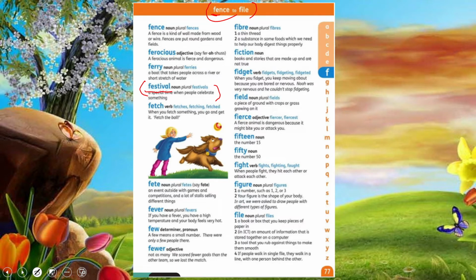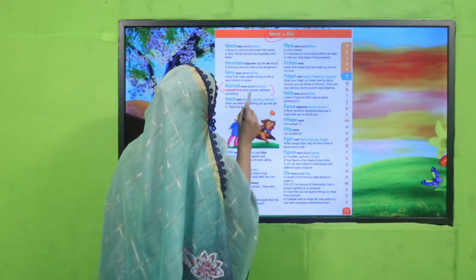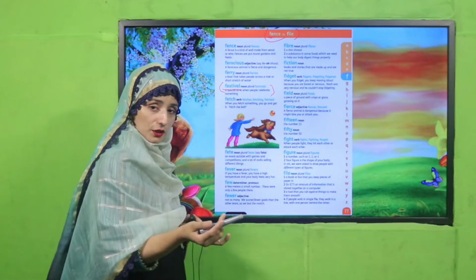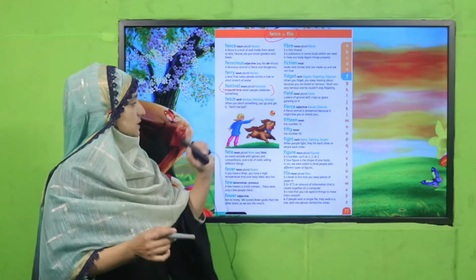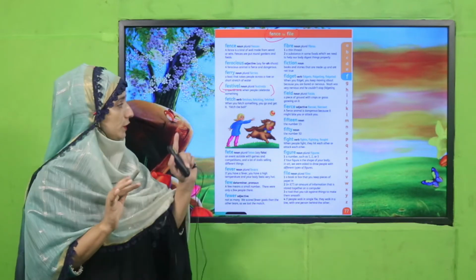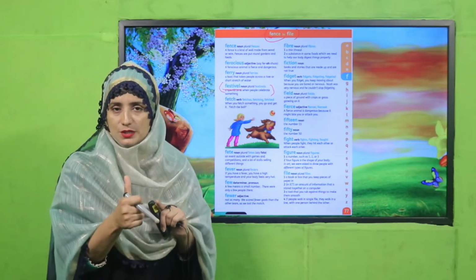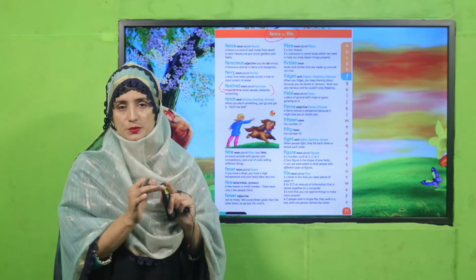So festival is a noun, and its plural is also given, my dear students: festivals. So what is the definition? A special day when people celebrate something. Wow. So this is the festival. Is it clear now how we can locate a word in a dictionary? This is the actual way. Now you have got it, my dear students, through different steps.